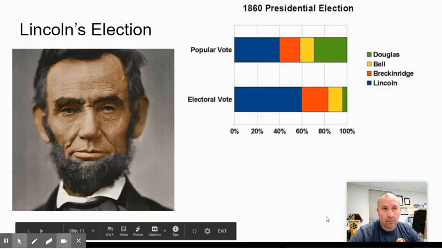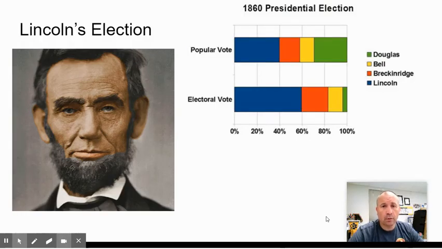The most immediate cause of the outbreak of Civil War, the thing that leads to the actual shooting to begin in April of 1861, is the election of Abraham Lincoln in 1860. There are four people running for president in 1860. You've got Stephen Douglas, you've got John Bell, you've got John Breckinridge, and you've got Abraham Lincoln.